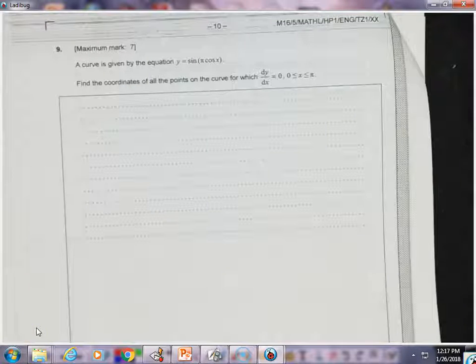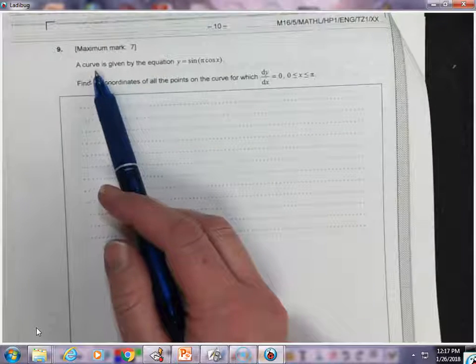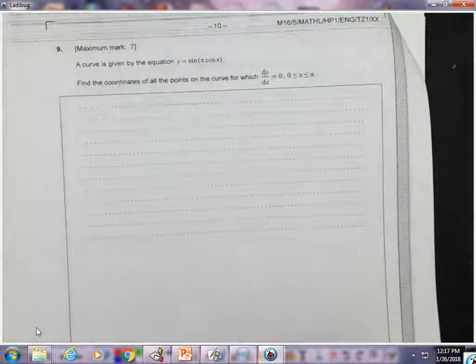This is problem 9, 2016 time zone 1, paper 1. A curve is given by the equation y equals sine of the quantity pi cosine x.